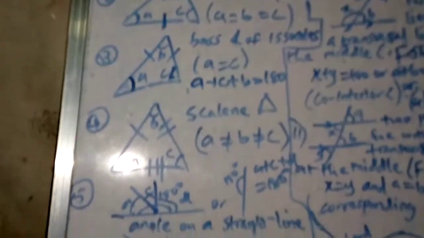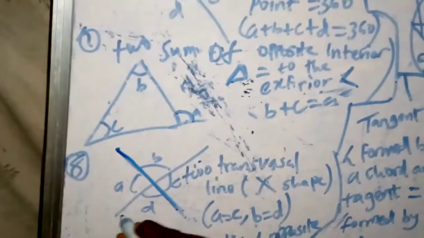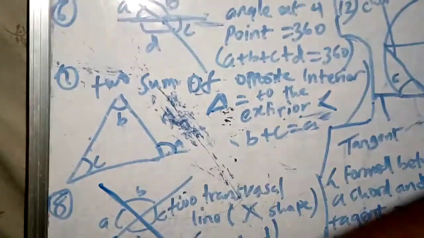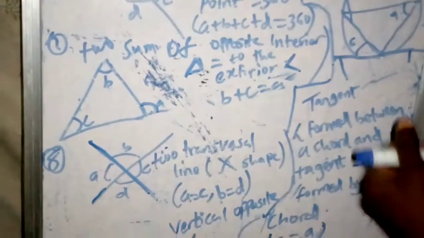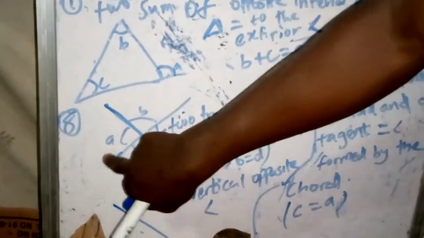Now moving to the eighth reason. The eighth reason says, looking at this shape, this is like an X shape, like two transversal lines. You may see it in a question in the form of an X shape. So you must know that if it is in an X shape like this, looking at this, B equals D, A equals C.